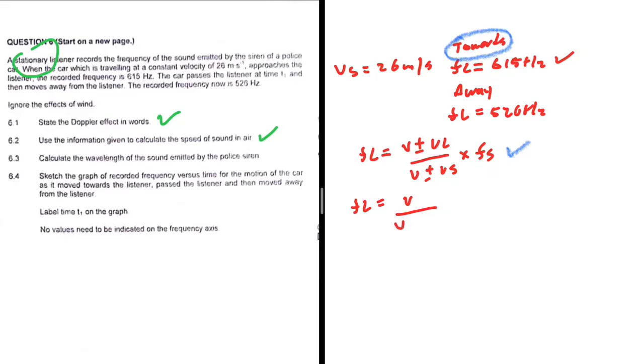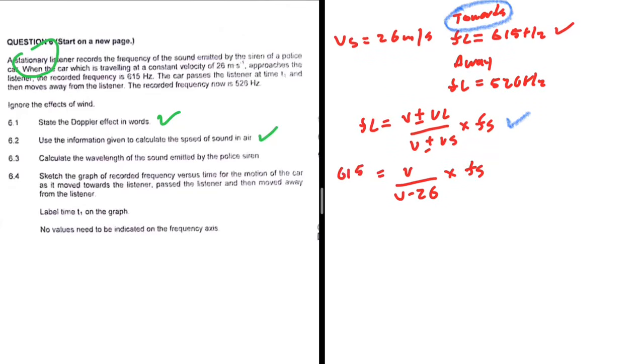So we have V, the speed of sound in air, which we're trying to calculate. And then Vs, that of the source. The source is moving towards, right? So we're going to have V minus 26, multiplied by Fs. We know Fl when the sound source is moving towards is 615 hertz. So there we go, we have these. We can't proceed anymore because we have two unknown variables.